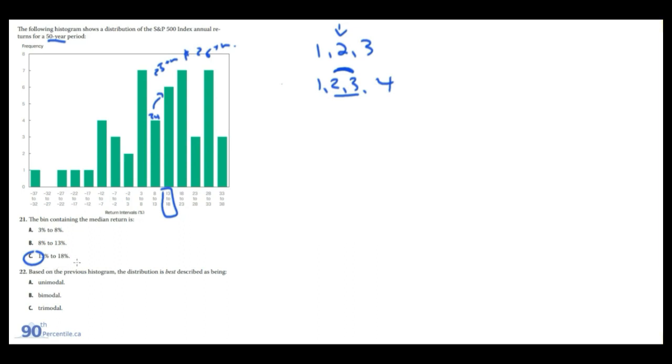And then 22, based on this histogram, the distribution is best described as being unimodal, bimodal, or trimodal. So all this means uni, bi, tri, so 1, 2, 3. Unimodal is a data set having one mode, and a mode is the value that occurs the most. You can see here that we have 3 to 8, 18 to 23, and 28 to 33. All of these are occurring 7 times. So it's going to be trimodal because it has 3 modes.